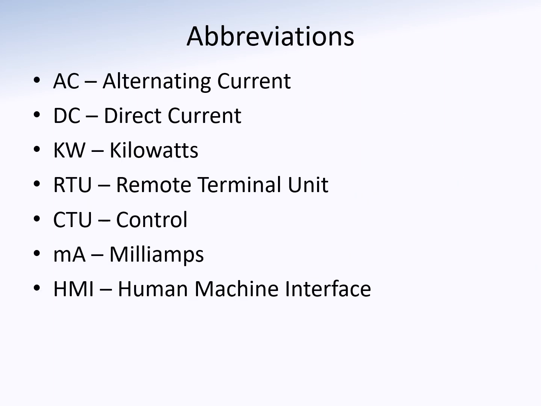So talking about electricity, there's a lot of different units of conversion, and just knowing some of these abbreviations is going to be really helpful for you if you don't already know a lot of these. For the electricity lecture, you need to know that AC is alternating current, DC is direct current, kW would be kilowatts, and W would be watts. But then in the next lecture, you've got the remote terminal unit control, milliamps, and human machine interface, which you'll get into.